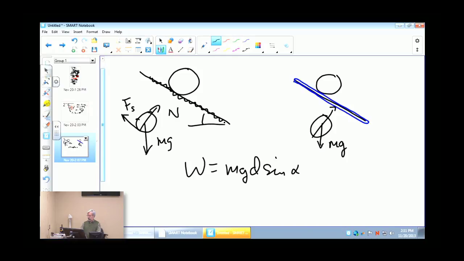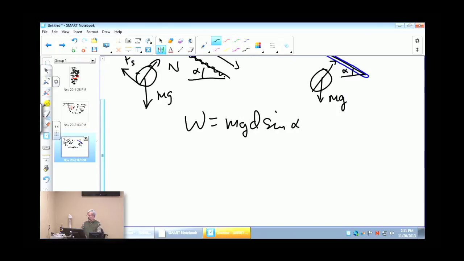Got to be careful of having too many names. So I'm going to call alpha the inclination of the ramp. We're not going to describe the coordinate system anyway. But that's the work done, where d is the distance slid down the ramp. And using the work energy theorem, this is equal to the change in kinetic energy.